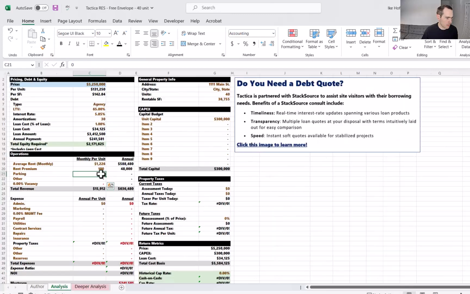Let's go back to the template. Parking was $45 per unit per month.